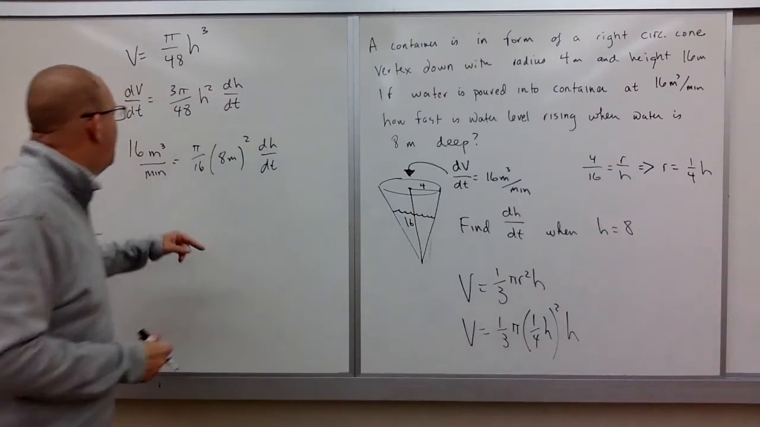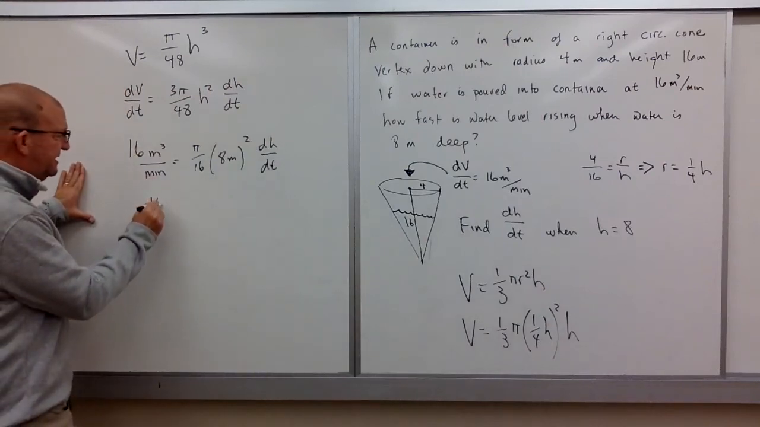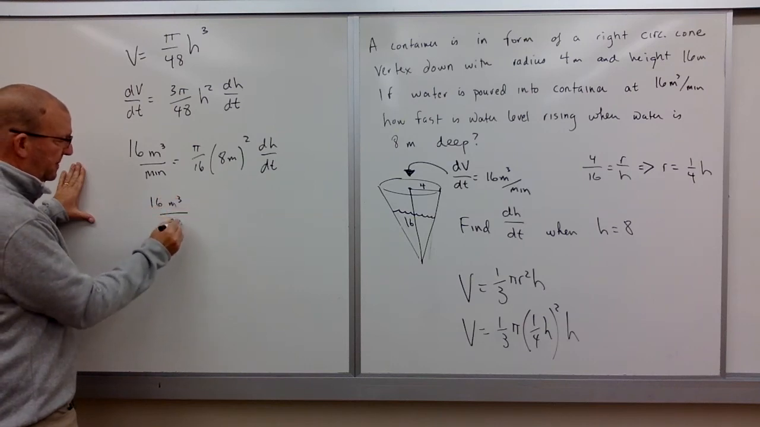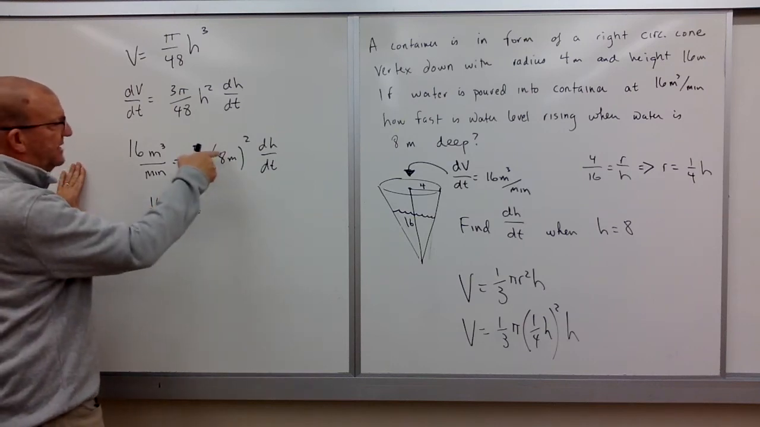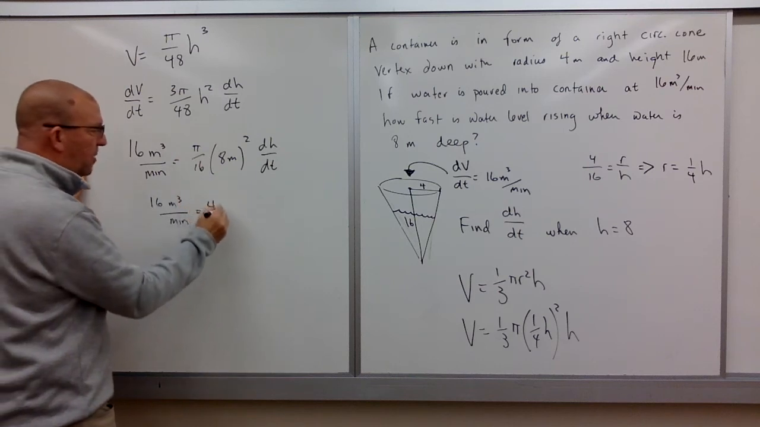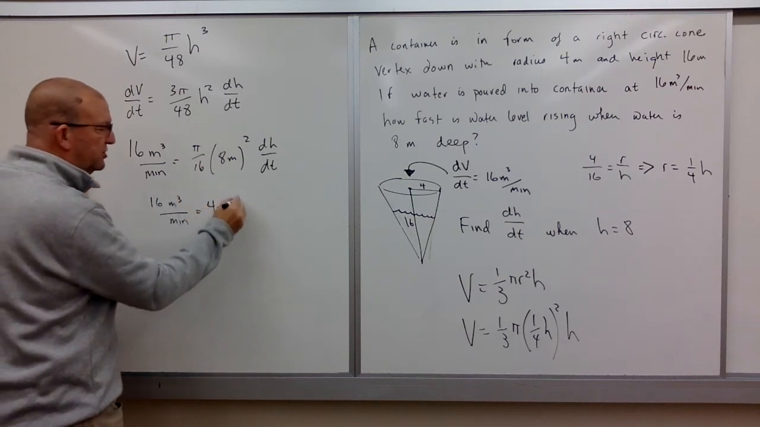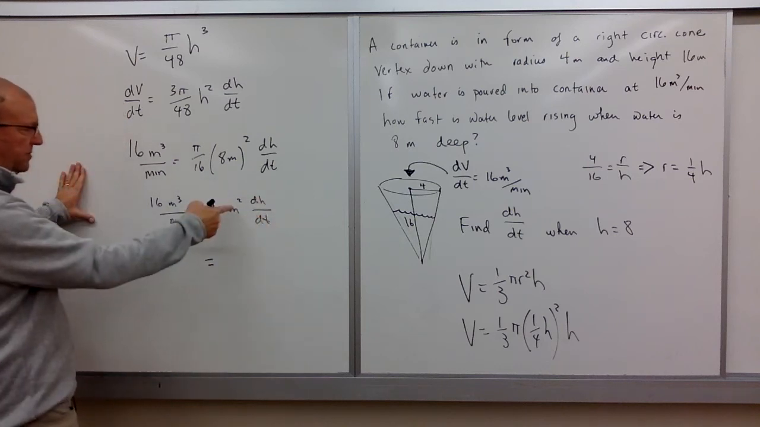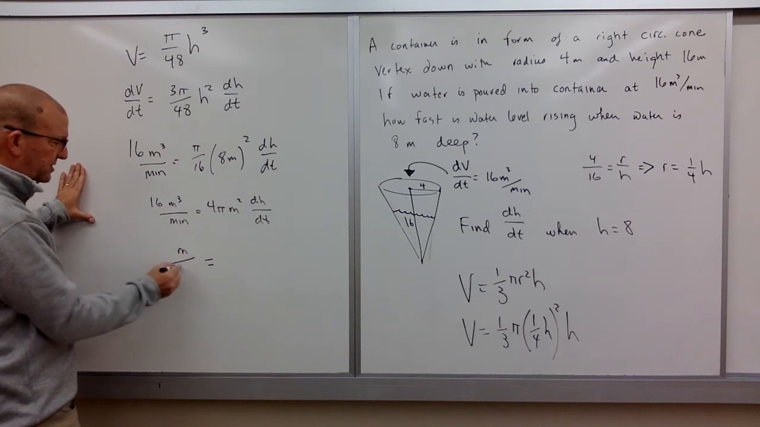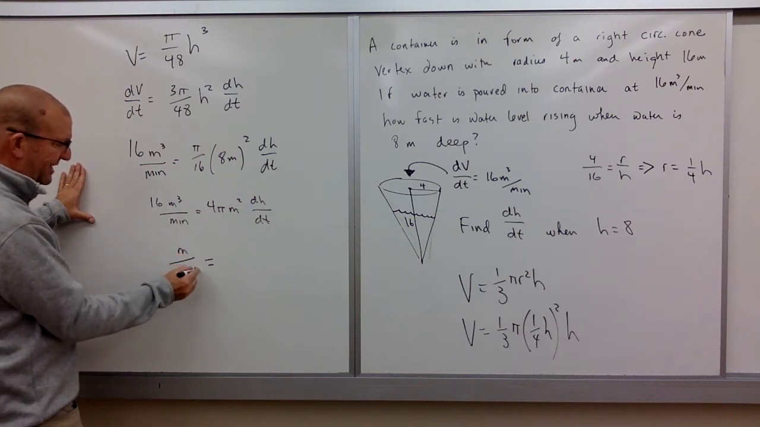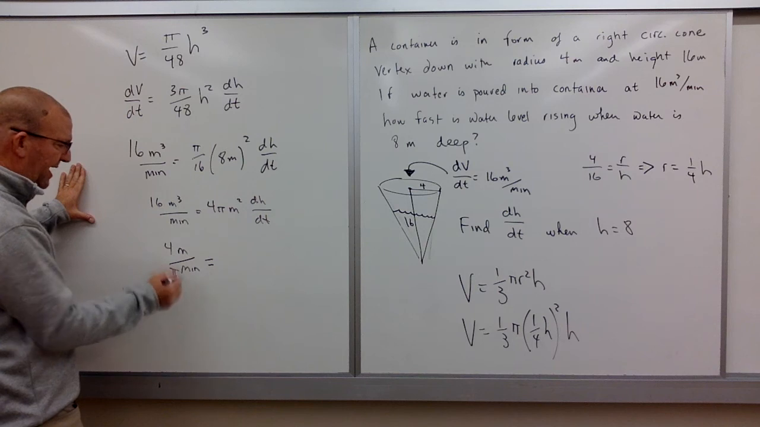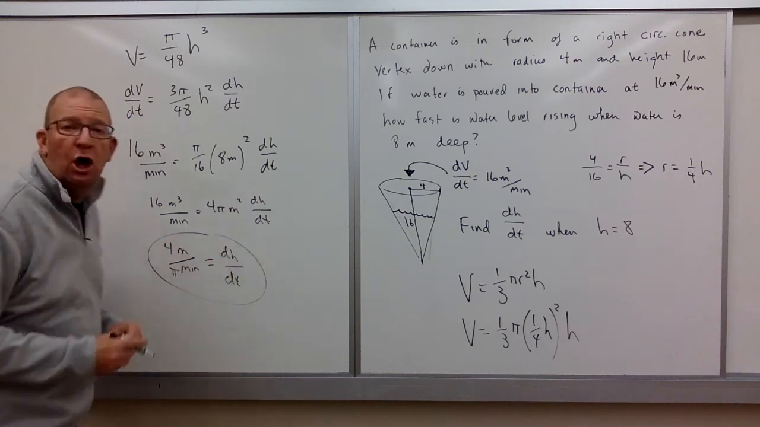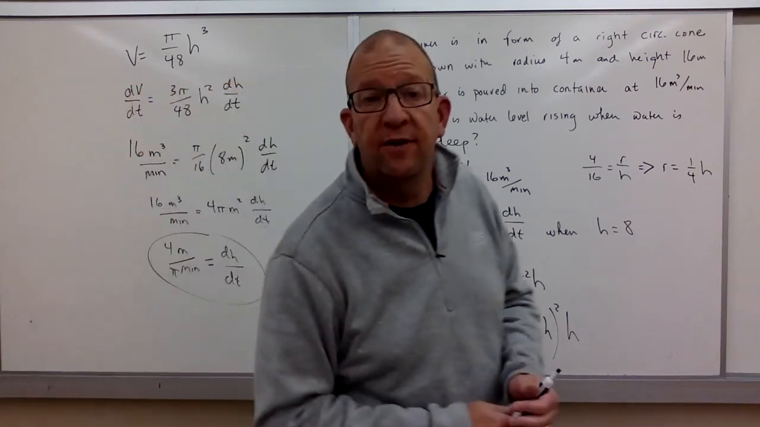All right, let's go. So we've got 16 meters cubed per minute equals, let's see, pi times 64 over 16, 4 pi meters squared dh dt. Meters cubed per minute divided by meters squared, that's meters per minute. 16 over 4 pi, that's 4 over pi. dh dt, go home. There's your answer.